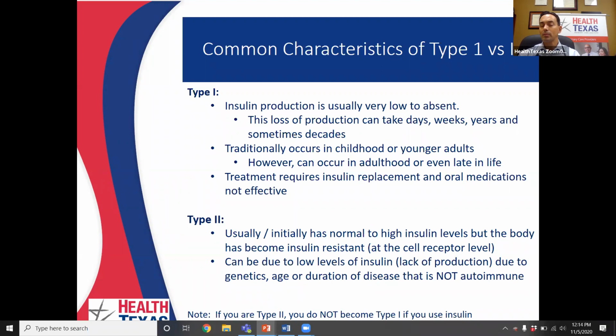Now remember that when this happens, we often will transition type 2 diabetics to insulin therapy, but that does not mean that they're a type 1. So many people become confused and think that they're type 2, and once they start insulin, they're now a type 1, and that is not correct. Remember, type 1 would be only if you have these antibodies that usually are present throughout the course of the disease.